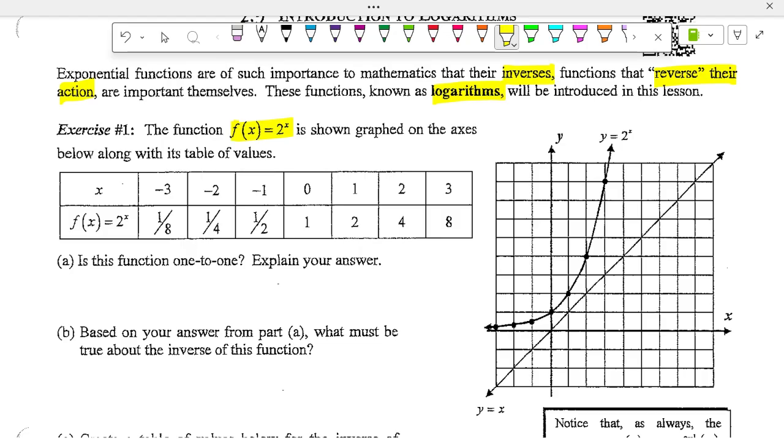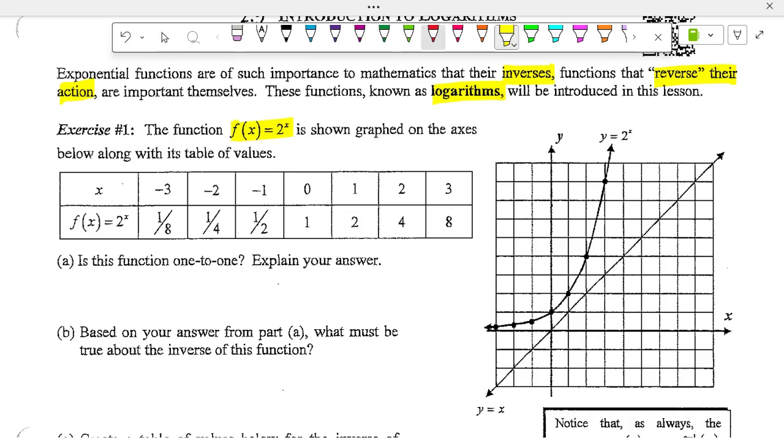It passes the horizontal and vertical line test. What else? If I was just looking at the table, what has to also be true? No x's or y's repeat. All right, so one-to-one means if you're looking at a graph, it passes the horizontal line test and vertical line test. If you're looking at a table, it means no x's repeat, no y's repeat. So if you look at either of those representations, whether the graph or the table, do you think it's one-to-one? Yes or no?